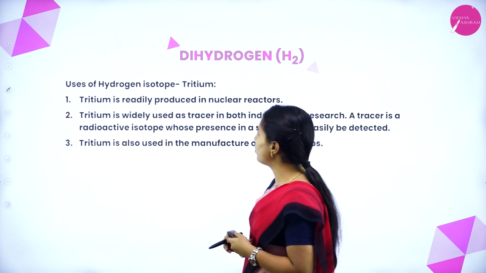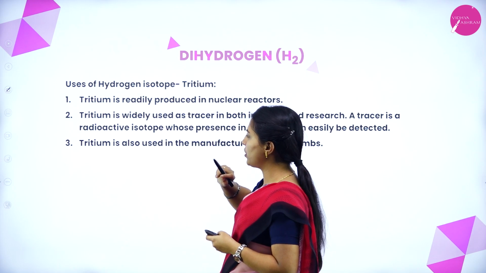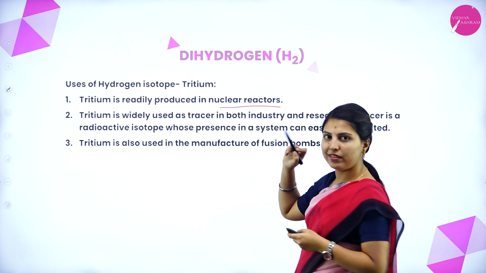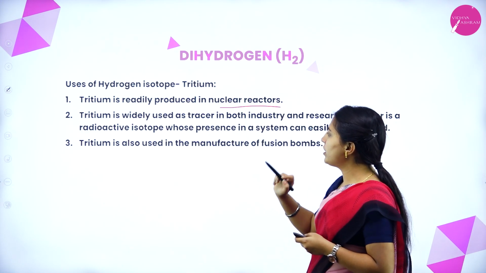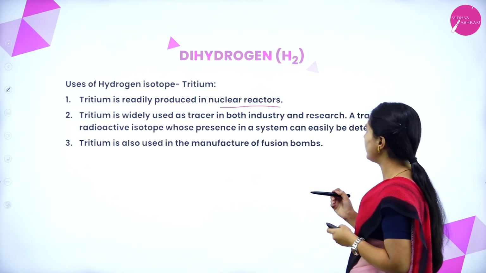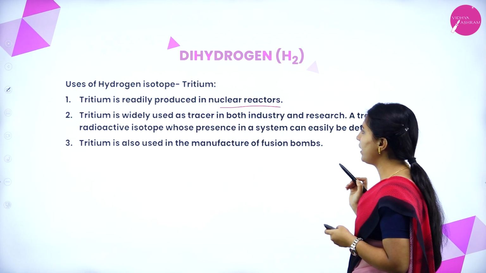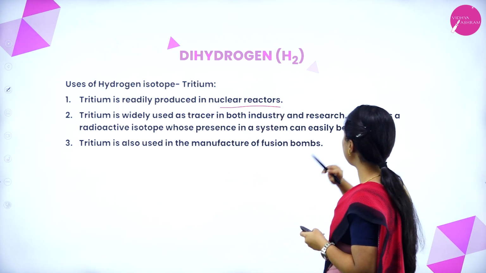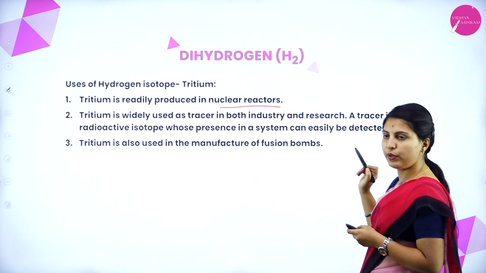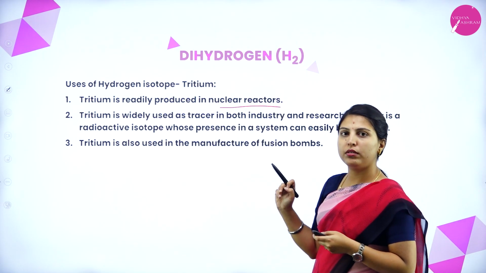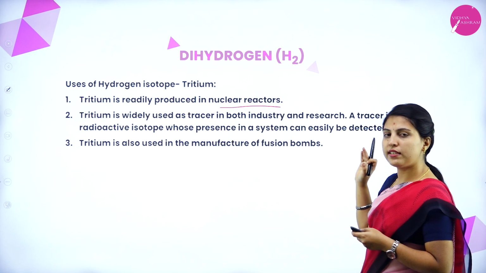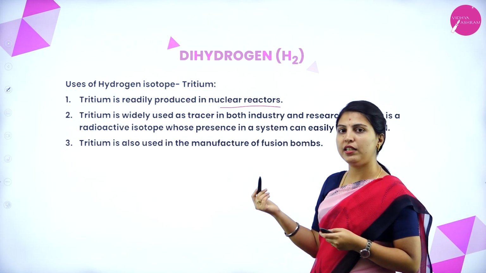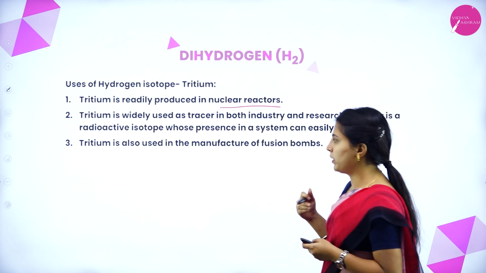Next, uses of the hydrogen isotope, that is tritium. Tritium is readily produced in nuclear reactors, but only in very little traces. Tritium is widely used as a tracer in both industry and research. A tracer is a radioactive isotope whose presence in a system can easily be detected. It is made of very minute particles and is used as a tracer in research and industries to identify other elements which have radioactive properties.